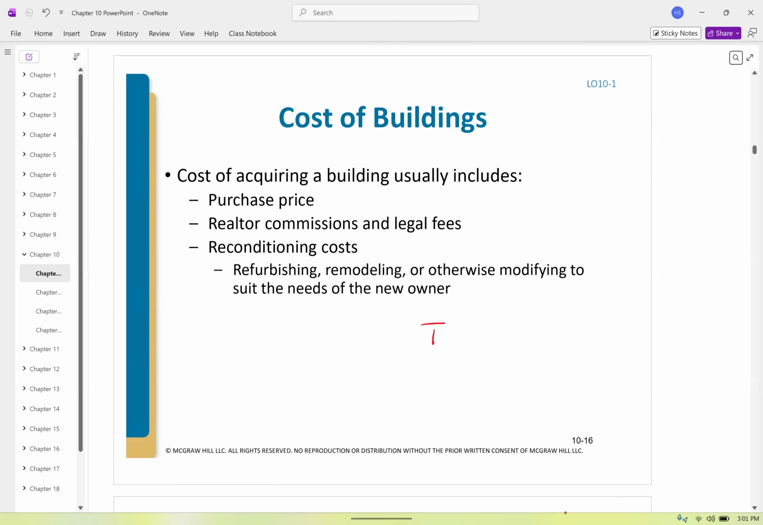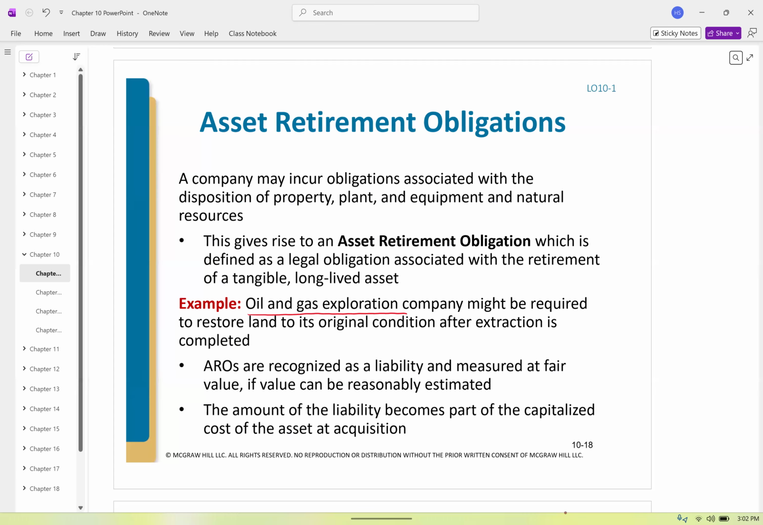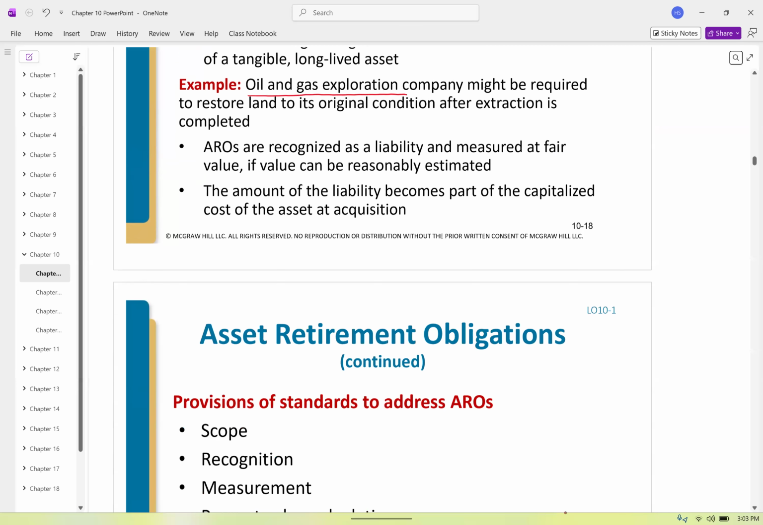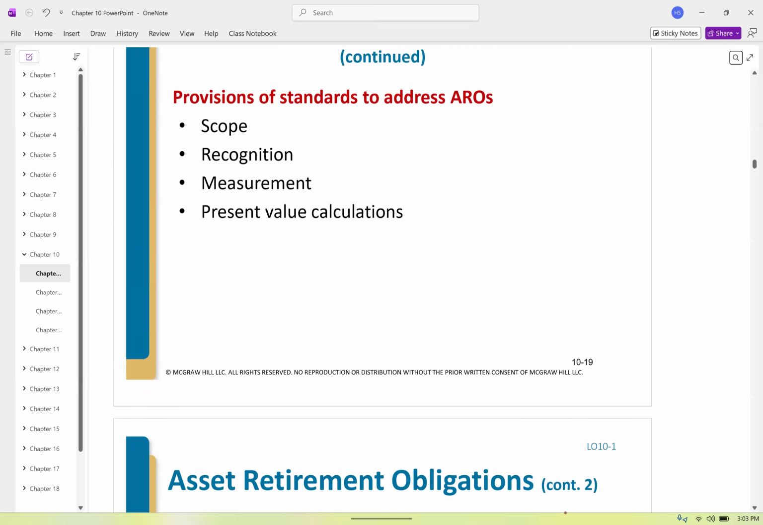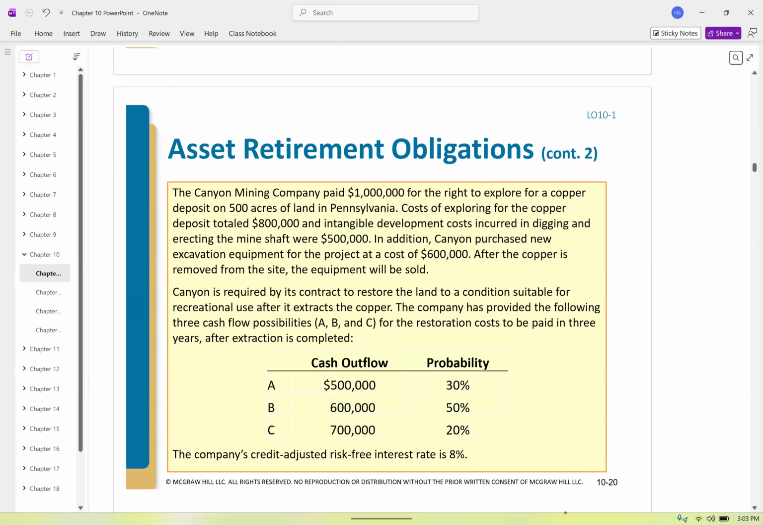Asset retirement obligations. This a lot of times does arise when we have an oil and gas exploration company because usually when they go in there and drill, things are not the same. And they may be required to make it look all the same after they're done. So they could have this asset retirement obligation. So there are provisions of standards to address the ARO's scope, recognition, measurement, and present value calculations. We're doing a lot of stuff with this one, okay?